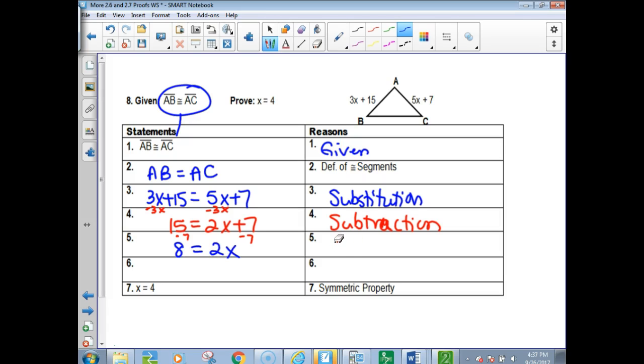Remember how many times I said over and over again that it does not matter what side your variable is on. Oops, I guess I don't need 2 r's when I write subtraction. So dividing by 2 in the next step gives us 4 equals x. That's by your division property of equality. And then finally you turn it around using our symmetric property, which is why I say it doesn't matter what side x is on. The symmetric property allows us to say then that x is 4.